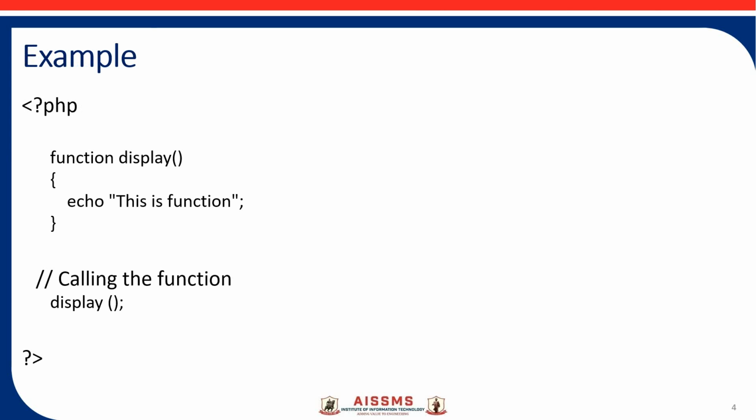Let's understand the function with an example. See the last line, display. This is calling the function. In the function display, there is an echo statement. This is the function. So when you run this program, it will print "this is function" on the browser.